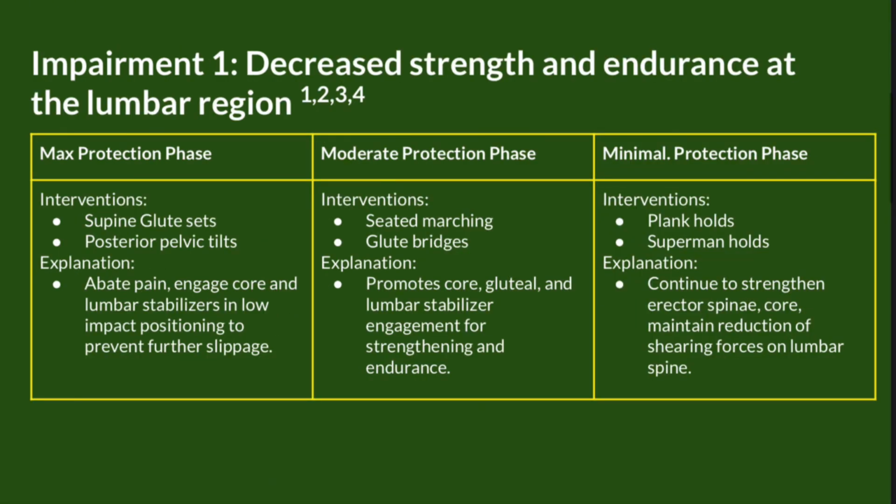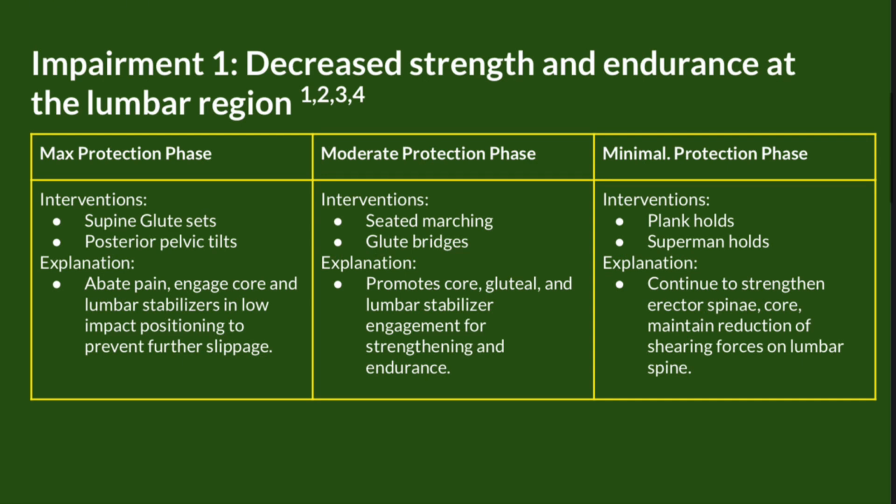All right, so the first impairment that we're going to address is decreased strength and endurance at the lumbar region. For the max protection phase, some interventions that we're going to implement are supine glute sets and posterior pelvic tilts. The explanation for this is we're looking to abate pain, engage core and lumbar stabilizers, and use low impact positioning to help prevent further slippage of the vertebral bodies.